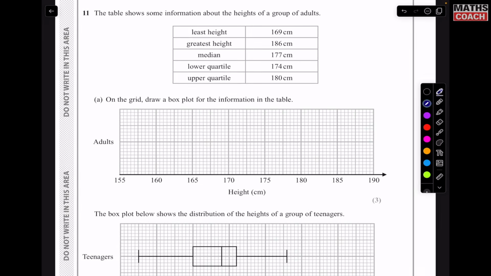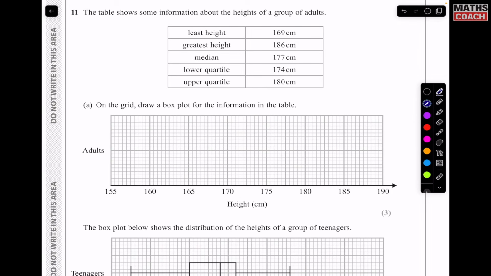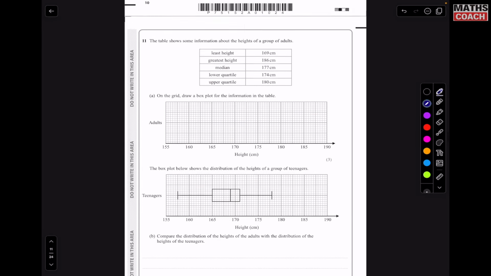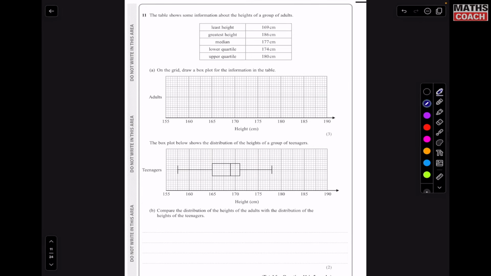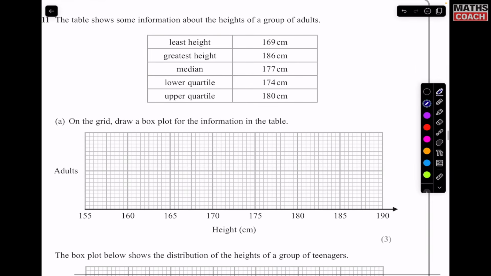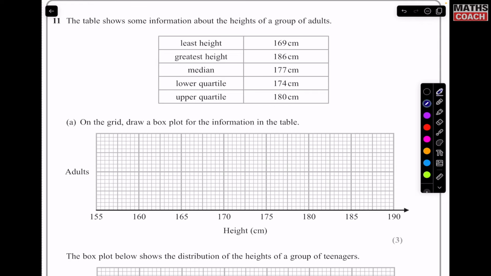All right, question number 11. The table shows some information about the heights of a group of adults. Now, I'm going to have to zoom in and out from this question because I can't show you the whole thing on one page, otherwise it's going to be too zoomed out. So I'm going to zoom into the first part first. What we're looking at here, we have to draw on the grid a box plot of this information. So this is the median, which is in the middle, and the lower quartile and the upper quartile are given.